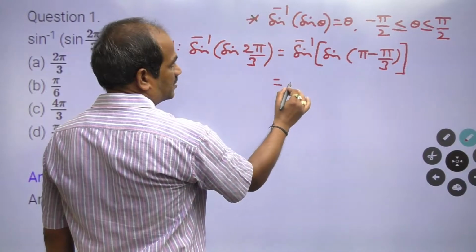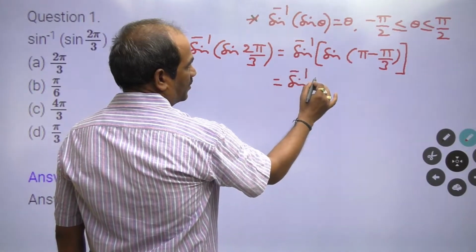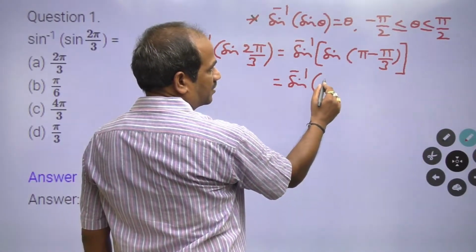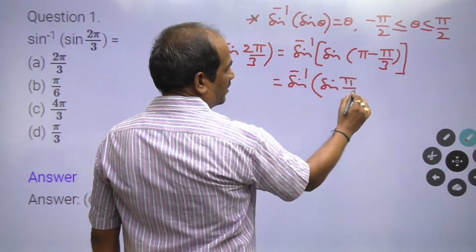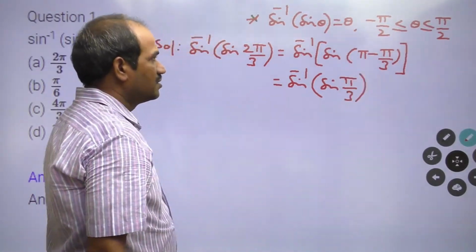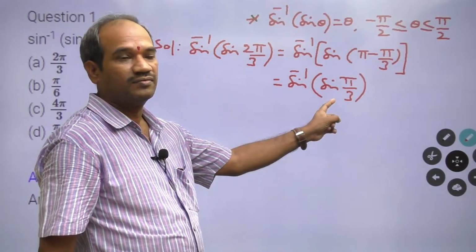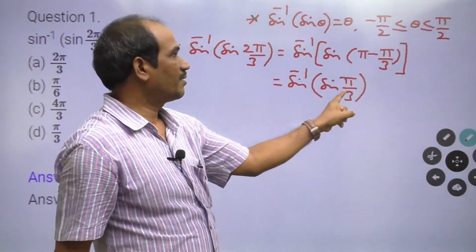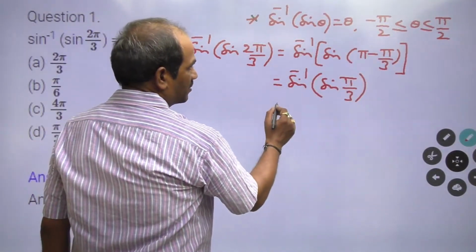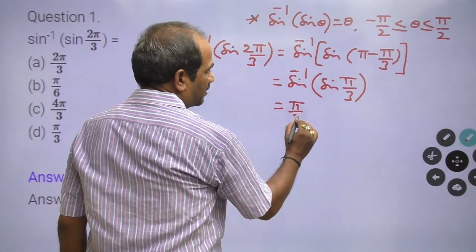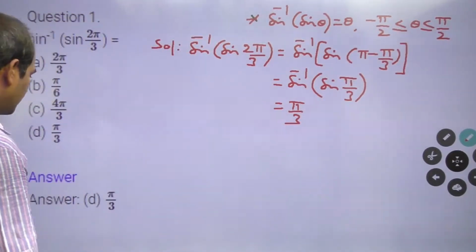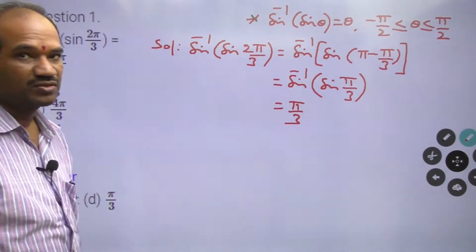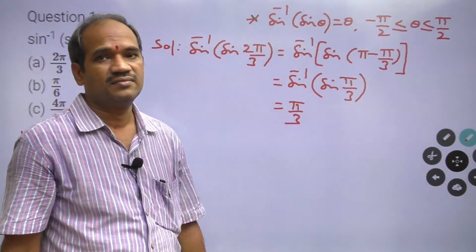Sin of 180 minus theta is sin theta, so that is equal to sin of pi by 3. Here theta belongs to that interval, so apply the formula: sin inverse of sin theta is equal to theta. So that is equal to pi by 3. Pi by 3 is the answer. Answer is D. Write this question.